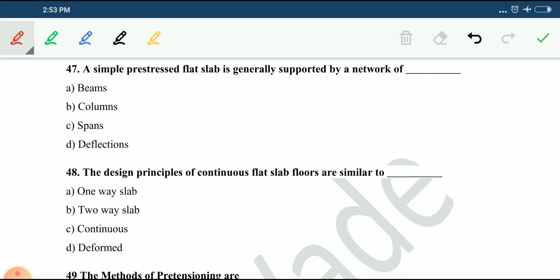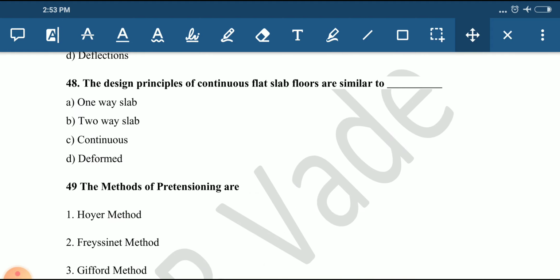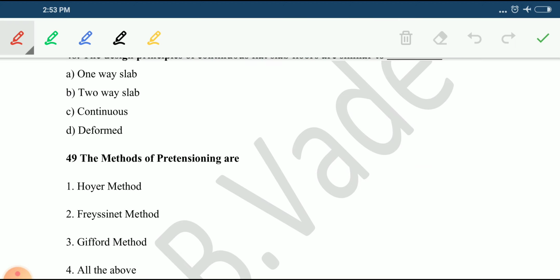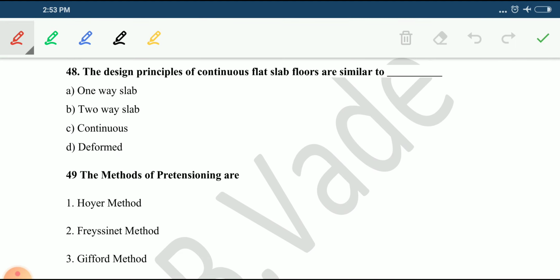Next, the design principle of continuous flat slab floors is similar to what kind of design? One-way slab, two-way slab, continuous, or deformed. Definitely this is equal to two-way slab.